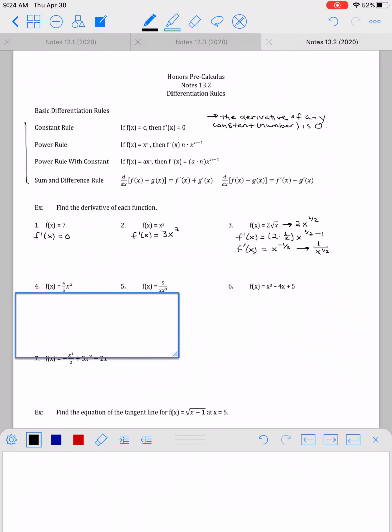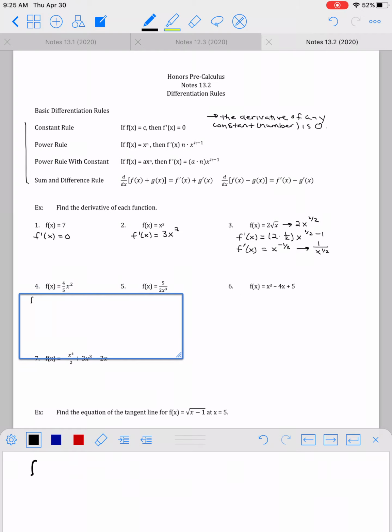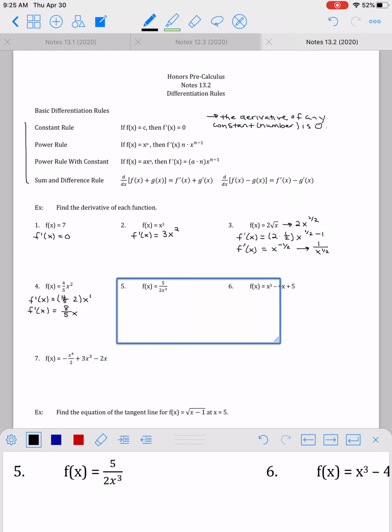to the next one, we're looking at 4/5 x squared. So there's a constant in front, so f prime of x. We are going to take 4/5, we're going to multiply it by 2, we're going to write down the x and decrease our power, and then f prime of x equals 8/5 x. So again, the work is whatever you need to do to show that you understand. Once you get good at it, as you progress in calculus, you're going to be taking derivatives all the time, and this will just become second nature to you.